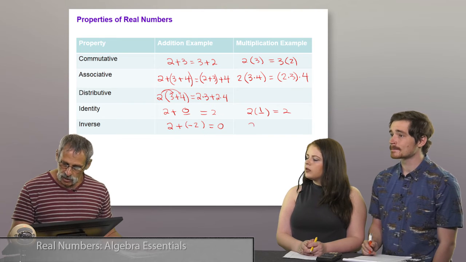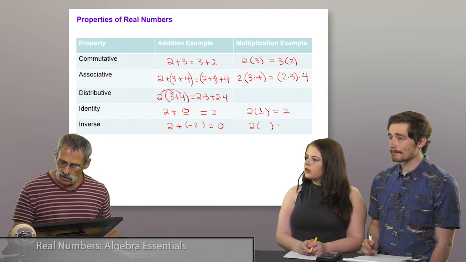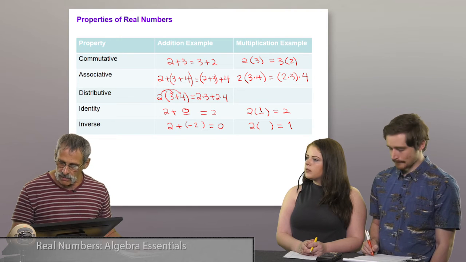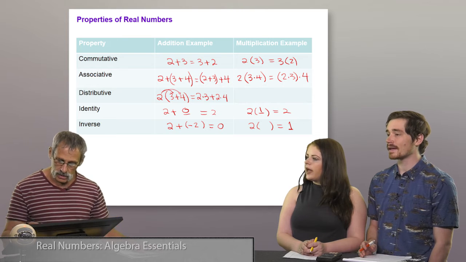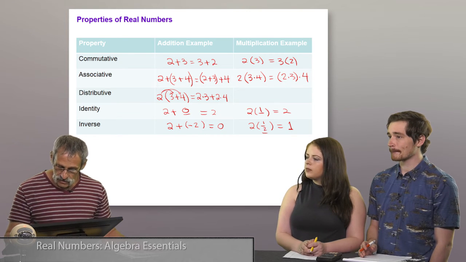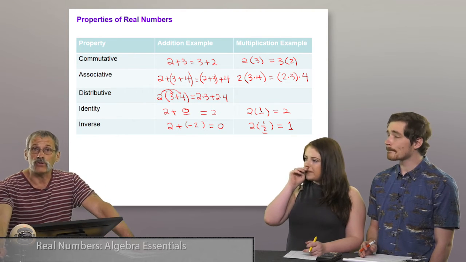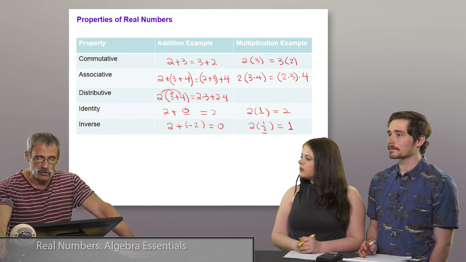Good. And for multiplication, I'd have to think about multiplying 2 by some number to get me back to my identity element of 1, and that number I'd multiply by is 1/2. So the additive inverse of 2 is -2, and the multiplicative inverse of 2 is 1/2.